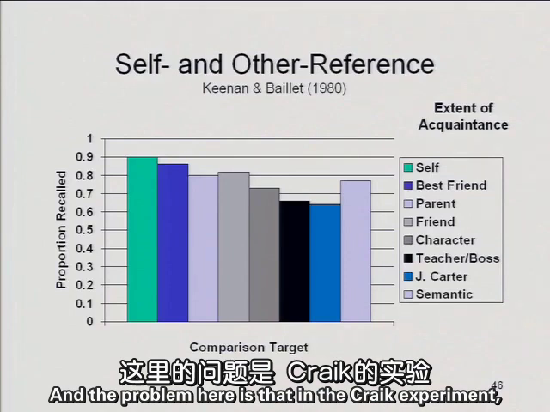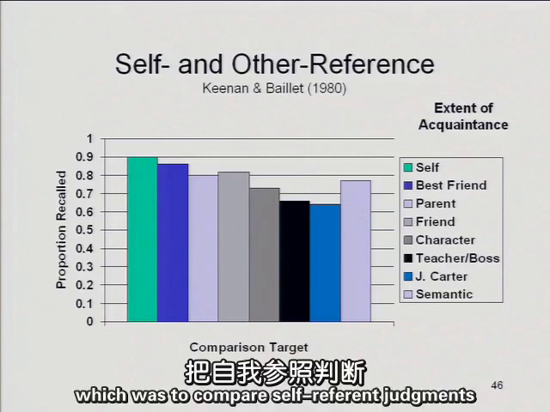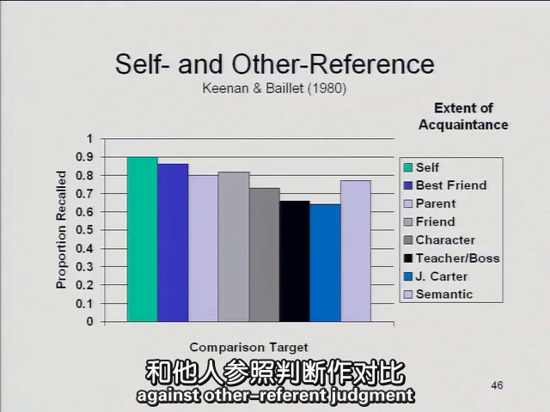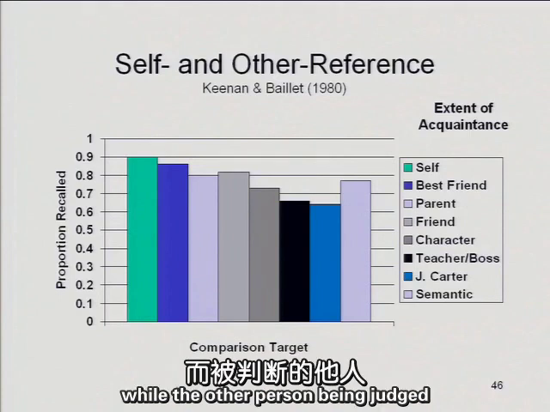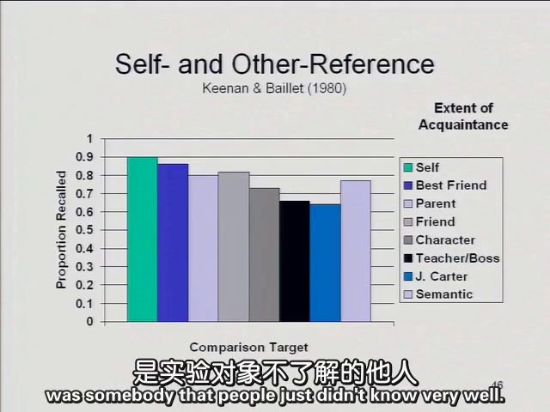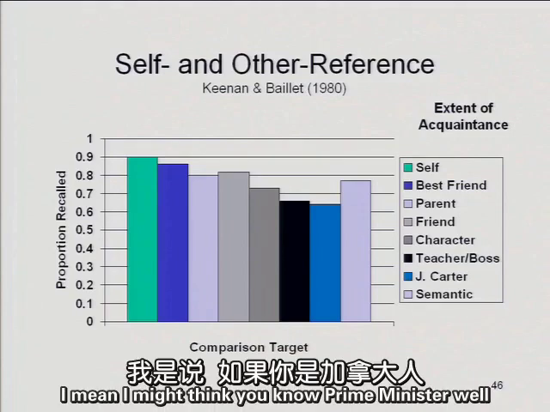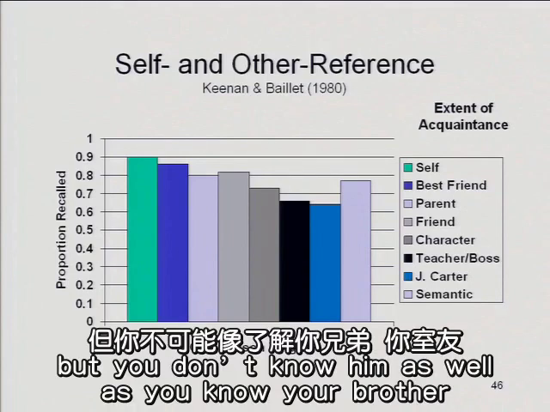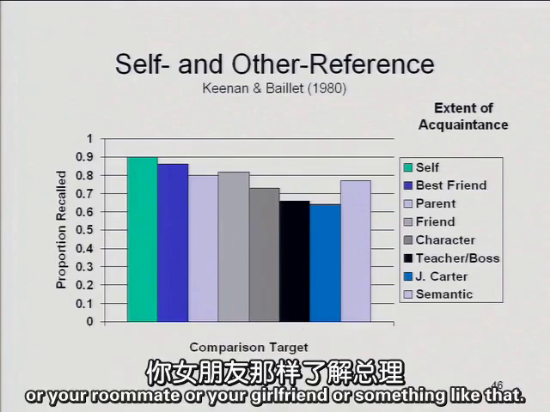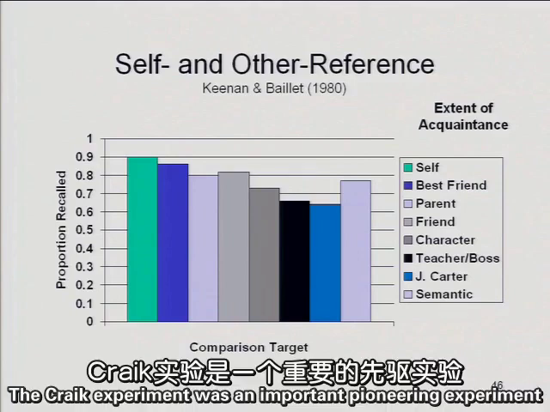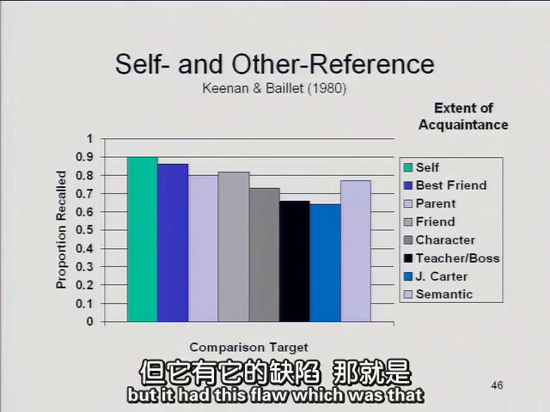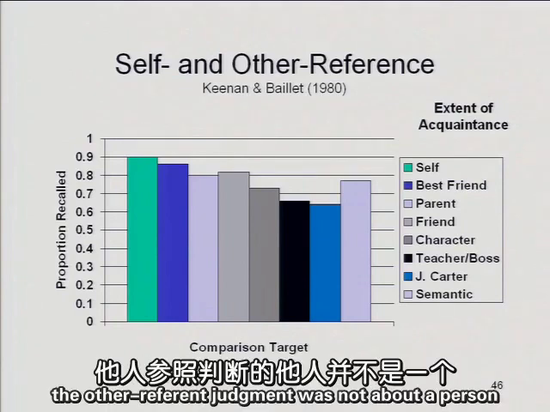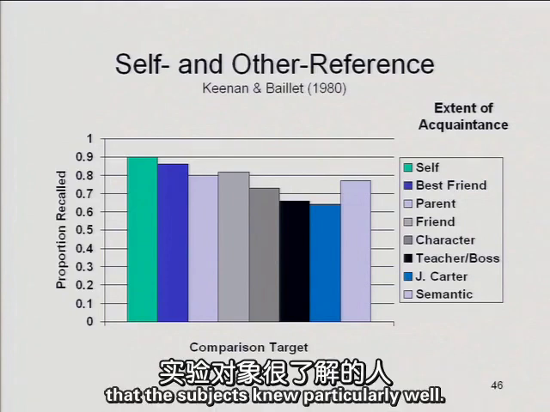And the problem here is that in the Craik experiment, they made a mistake, basically, which was to compare self-referent judgments against an other referent judgment where the other person being judged was somebody that people just didn't know very well. I mean, you might think you know your prime minister well if you're in Canada, but you don't know him as well as you know your brother or your roommate or your girlfriend or something like that. The Craik experiment was an important pioneering experiment, but it had this flaw, which was that the other referent judgment was not about a person that the subjects knew particularly well.